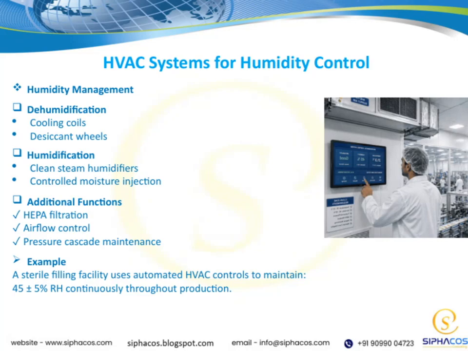Let's talk about HVAC systems and how they manage humidity. On one side, we have dehumidification, using cooling coils or desiccant wheels to pull moisture from the air. On the other, humidification, adding moisture back in with clean steam humidifiers or controlled injection. But it's not just about humidity. These systems also handle HEPA filtration, airflow control, and maintaining pressure cascades. For example, a sterile filling facility relies on automated HVAC to keep relative humidity steady at 45 plus or minus 5% during production.